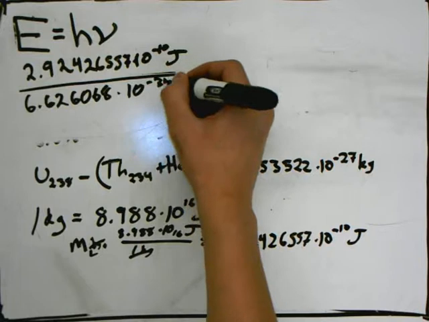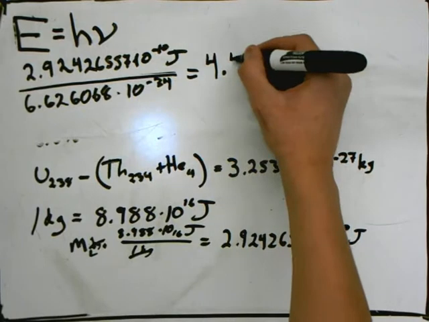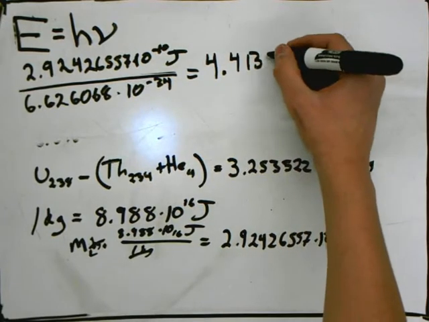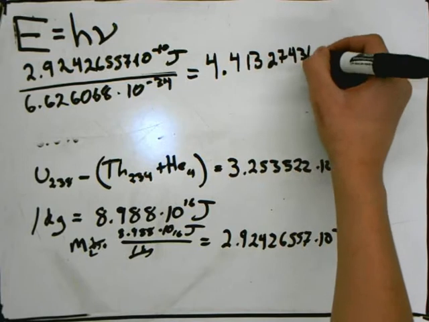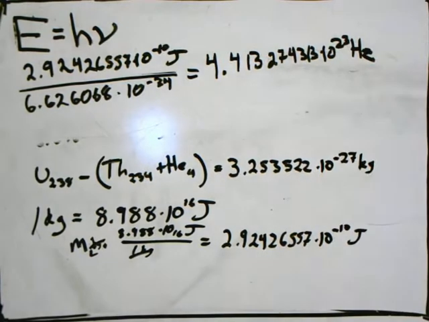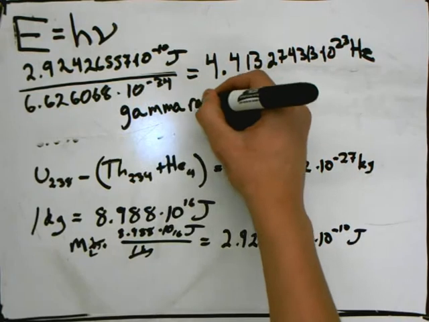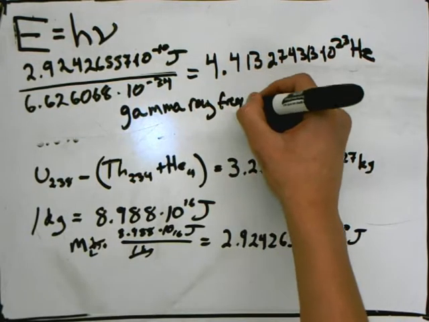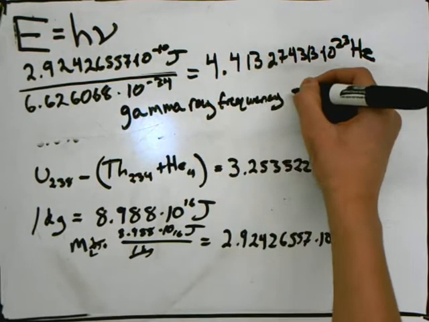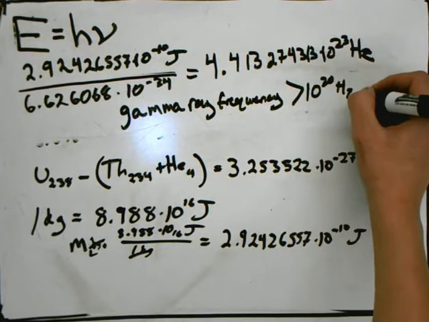Okay, so when we have that, we know that the gamma ray frequency is usually greater than 10 to the 20th hertz. So because 4 times 10 to the 23rd is greater than 10 to the 20th, we can conclude that the radiation emitted from this decay reaction is in the form of gamma rays. That's the frequency. Frequency, sorry.